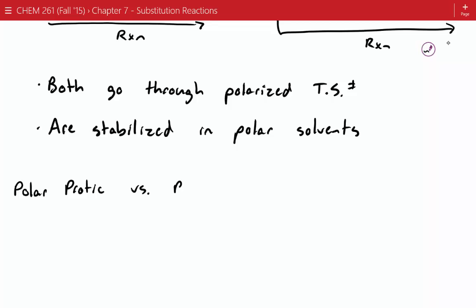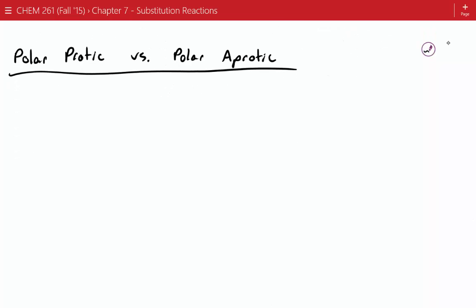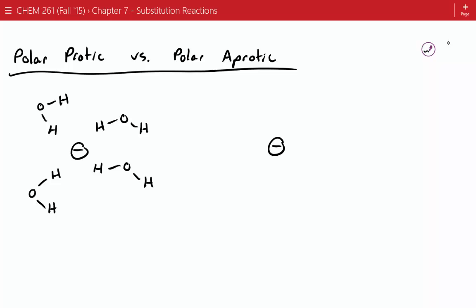Protic versus polar aprotic. And I'm going to draw these as generic ions. So I've got an ion here that's negative, and I've got an ion here that's negative. And what's a good hydrogen bonding solvent that we could use? Water. Universal solvent. So let's assume we've got this in water. The hydrogens are really attracted to that ion, right? Because hydrogens have a partial positive, and that ion's got a full negative.